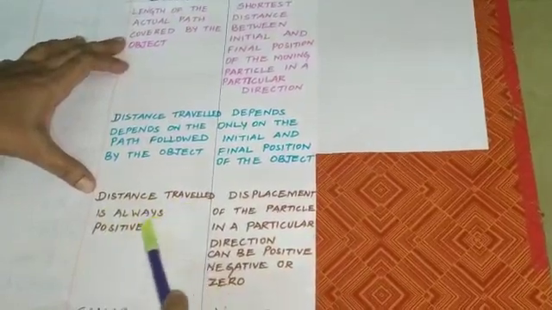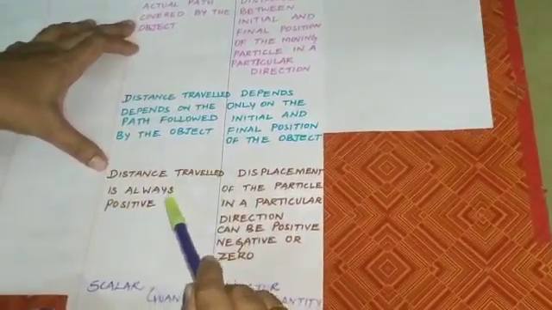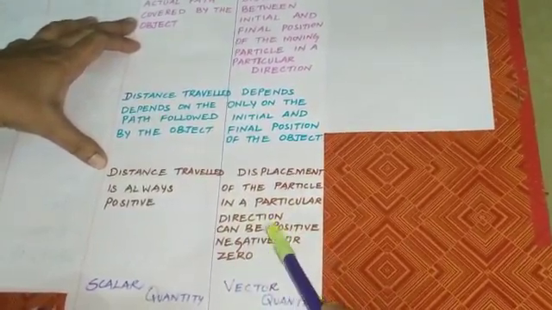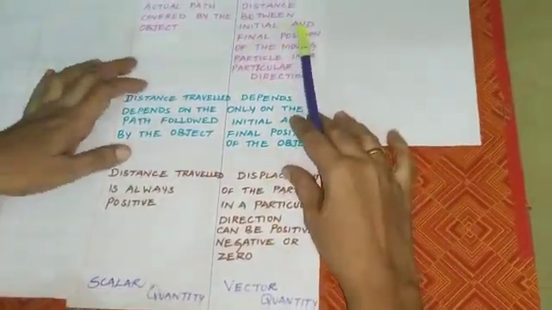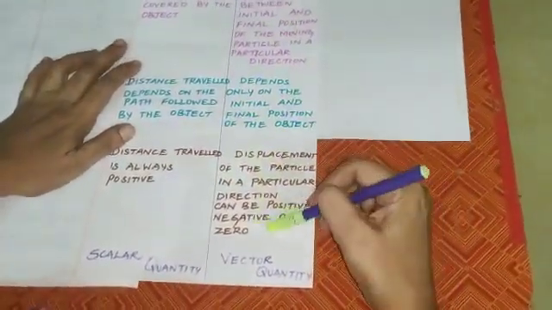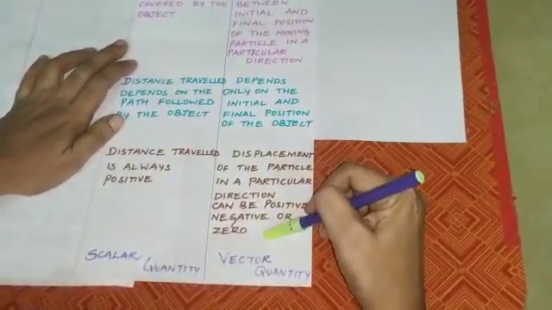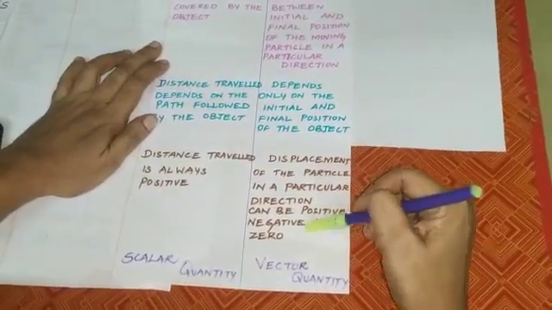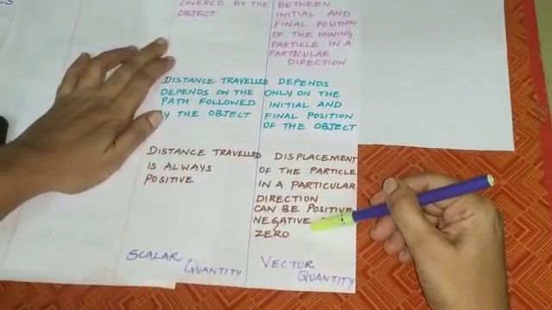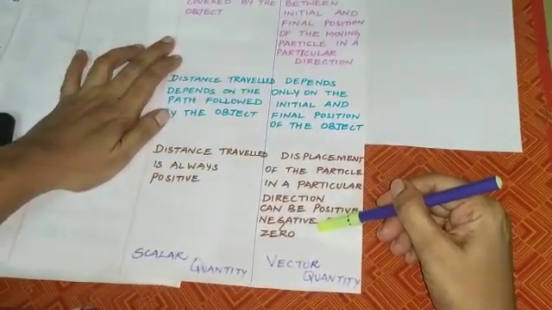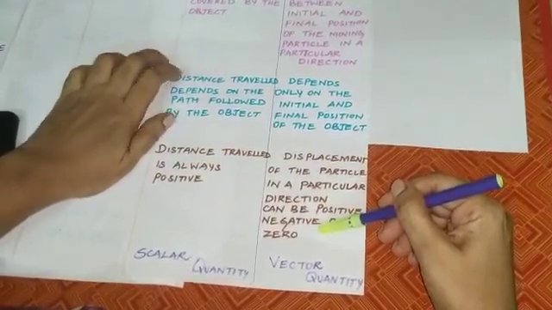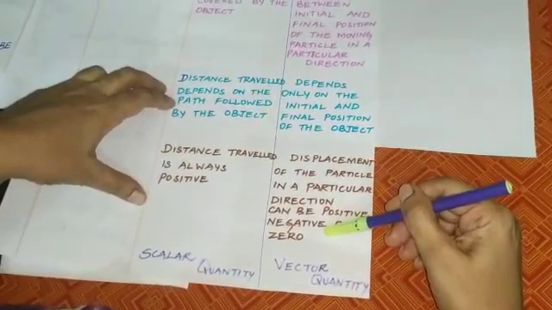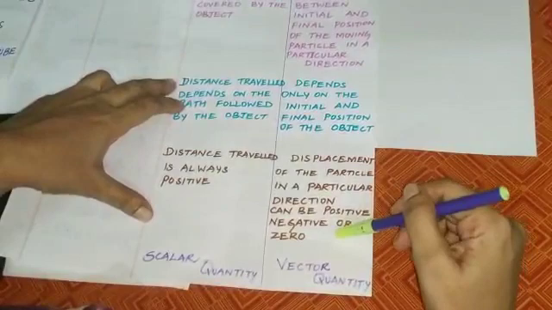Distance travelled cannot be 0 and it is always positive. Displacement of the particle in a particular direction can be positive, negative or 0. You may need an example for these 3 cases in displacement. So, when does the displacement become negative? Suppose I start from a point X and move 50 meter in front and then come back moving 60 meter.